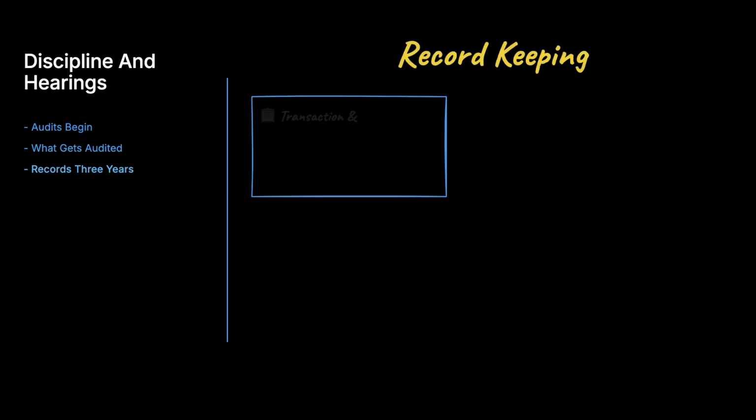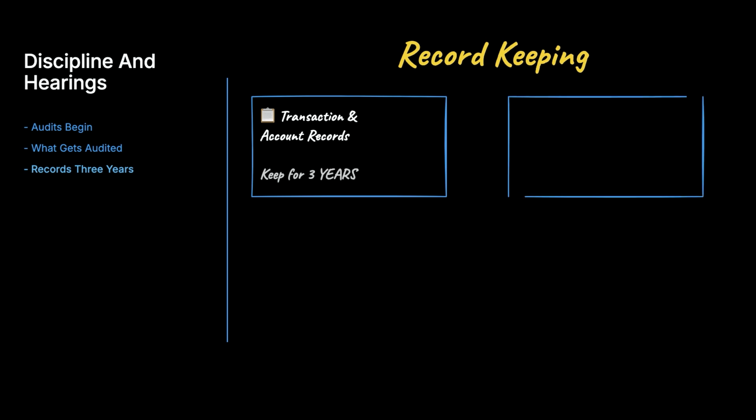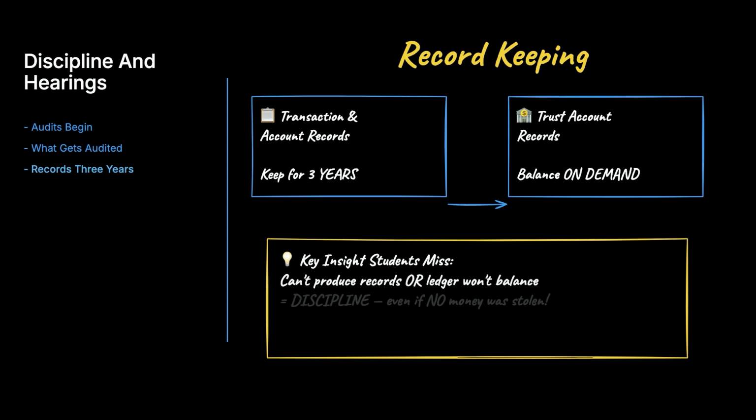Here's a number to lock in. Ohio brokers must keep transaction and account records for a set period, generally 3 years, and trust account records must reconcile on demand. And here's the inside tip students miss. A broker who can't produce records or whose ledger won't balance faces discipline even if no money was ever stolen.